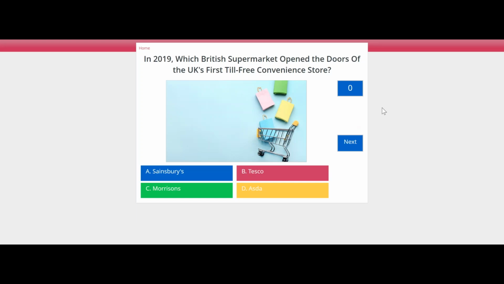So the next question that we have is, in 2019, which British supermarket opened the doors of the UK's first till-free convenience store? Is it A, Sainsbury's, B, Tesco, C, Morrison's, or D, Asda? Some very tricky questions for everybody this week. And a little hint, it was based in London, not very far from where I am now.